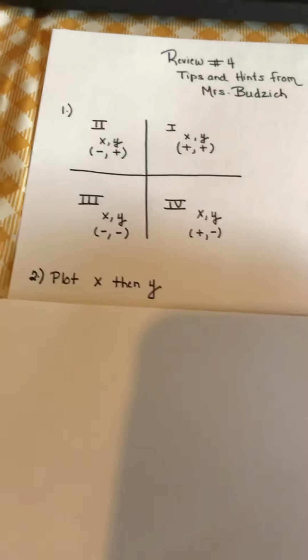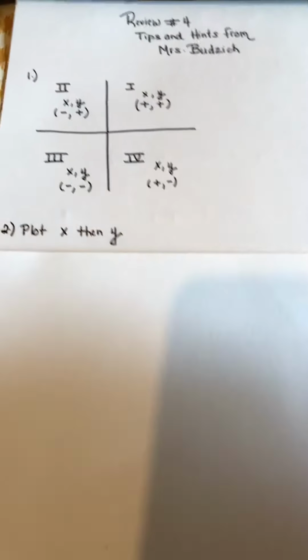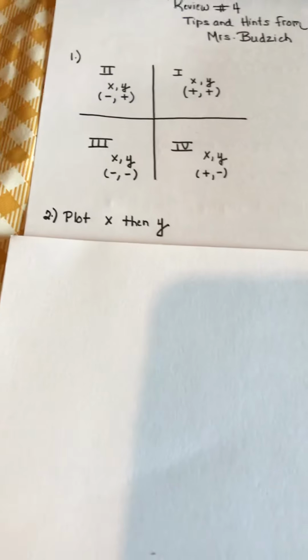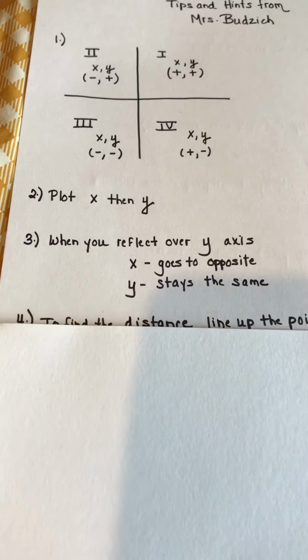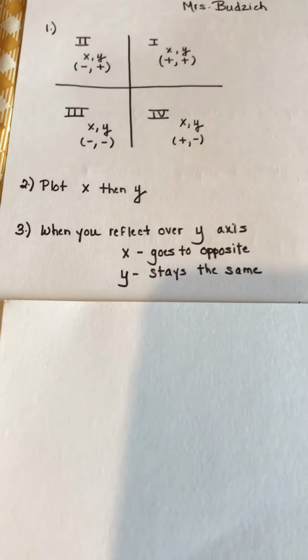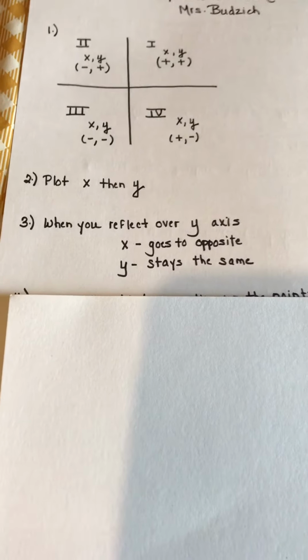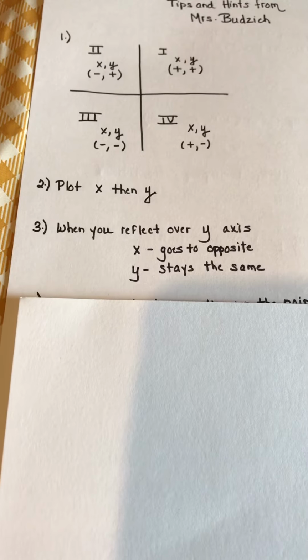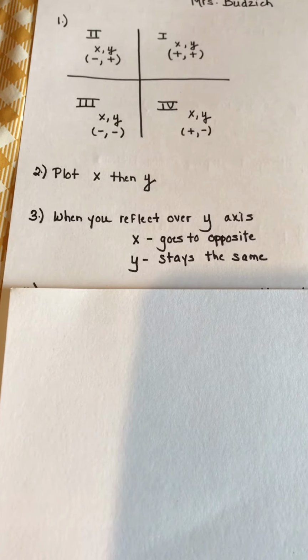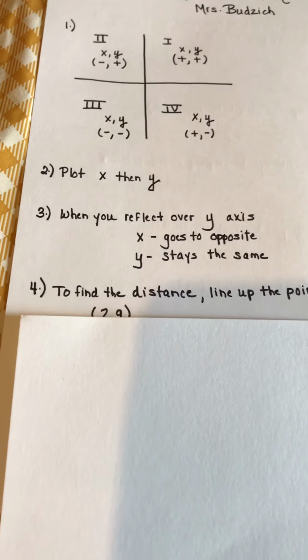For number 2, remember when you plot points, you plot the x value first and then the y value. Number 3 asks you to reflect over the y-axis. Remember, when you reflect over y, the y value stays the same and the x value goes to its opposite.